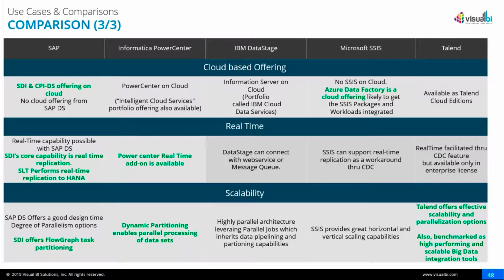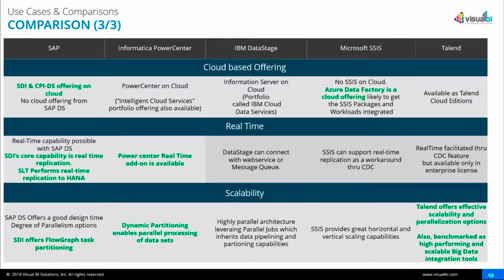SSIS is also not in cloud, but Azure Data Factory is a cloud offering, and the SSIS packages and workloads are getting integrated into cloud. This is in public preview now. And Talend has a lot of Talend Cloud editions available.